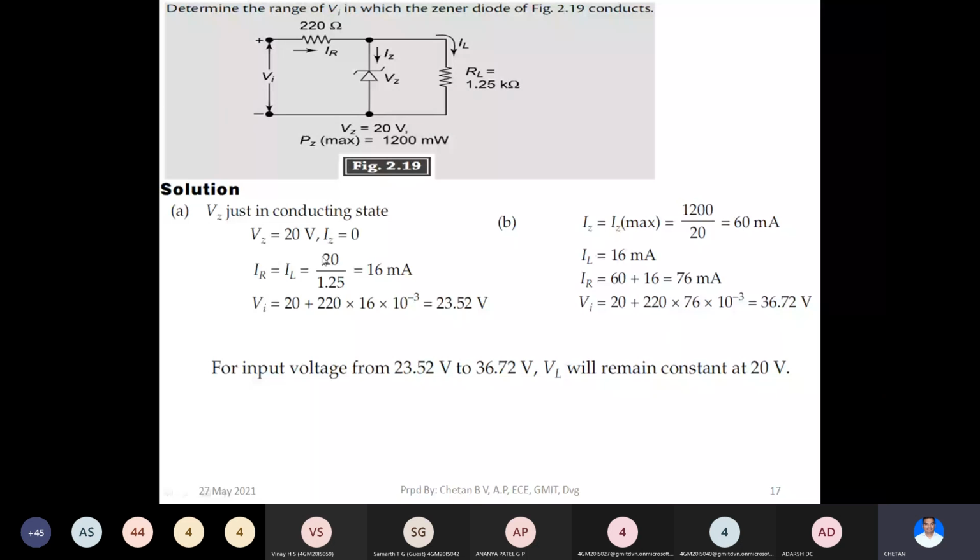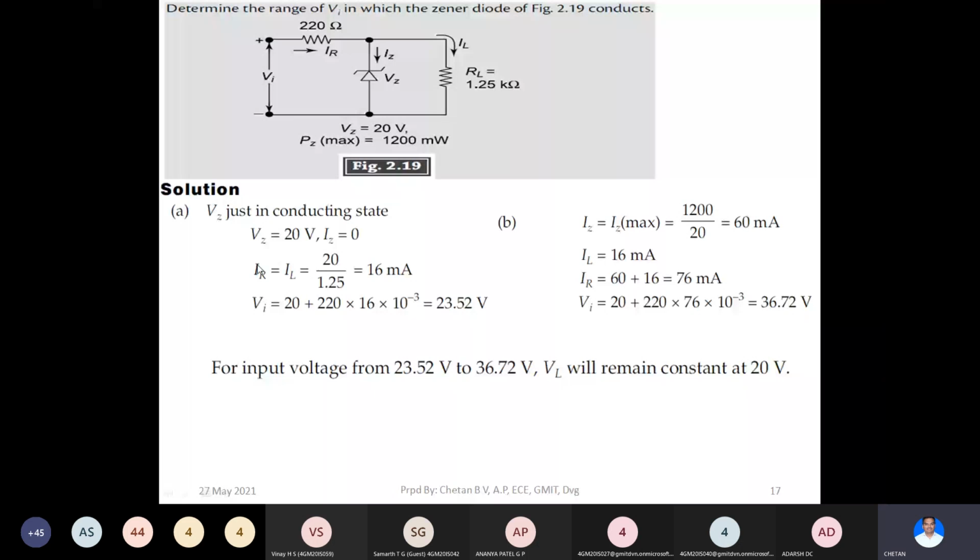20 is the voltage across this VZ. So the same voltage will appear here. 20 divided by 1.25, which will give you 16 milliampere. So the value of IL is 16 milliampere, and the value of IR would also be 16 milliampere. This you can cross check by dividing the potential difference across this by the respective resistance. But here you don't know the value of Vi, therefore this one is suitable.